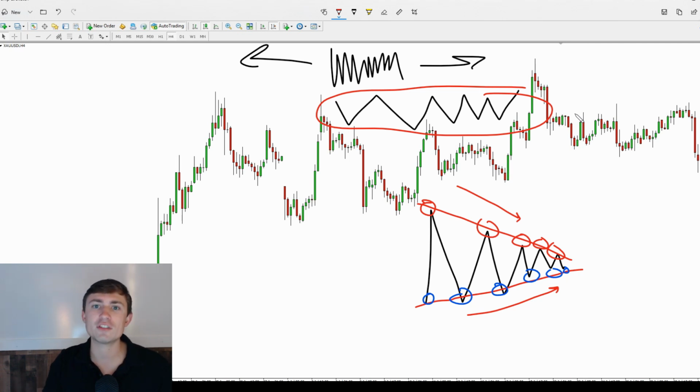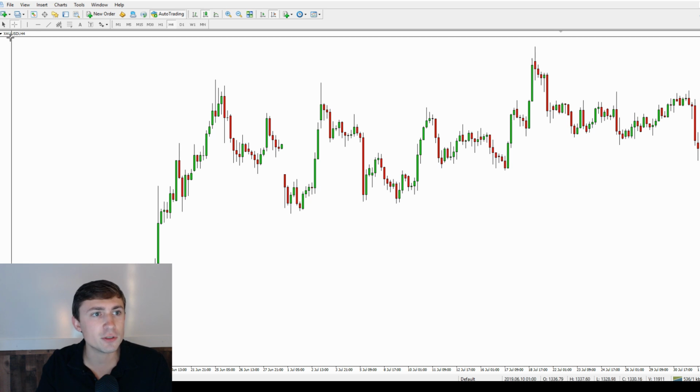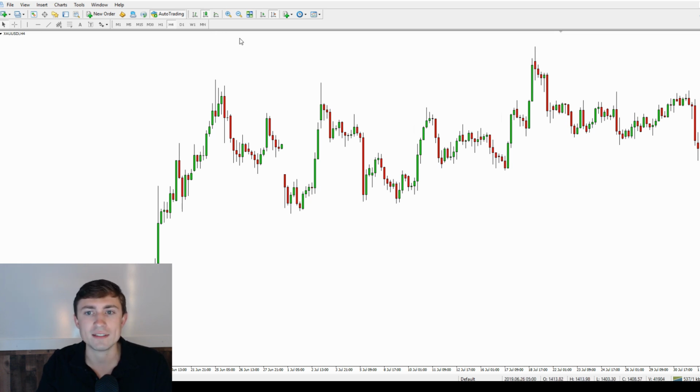So now that we understand what exactly a wedge formation is, and we have a little bit of a backstory about the actual price action story that's being told, let's go ahead and take a look at some examples of this, and we can talk a little bit further about wedge formations. I'll close out of this, and I'm currently looking at XAU USD. And what I want to show you guys here is that first I'll do a trend line.